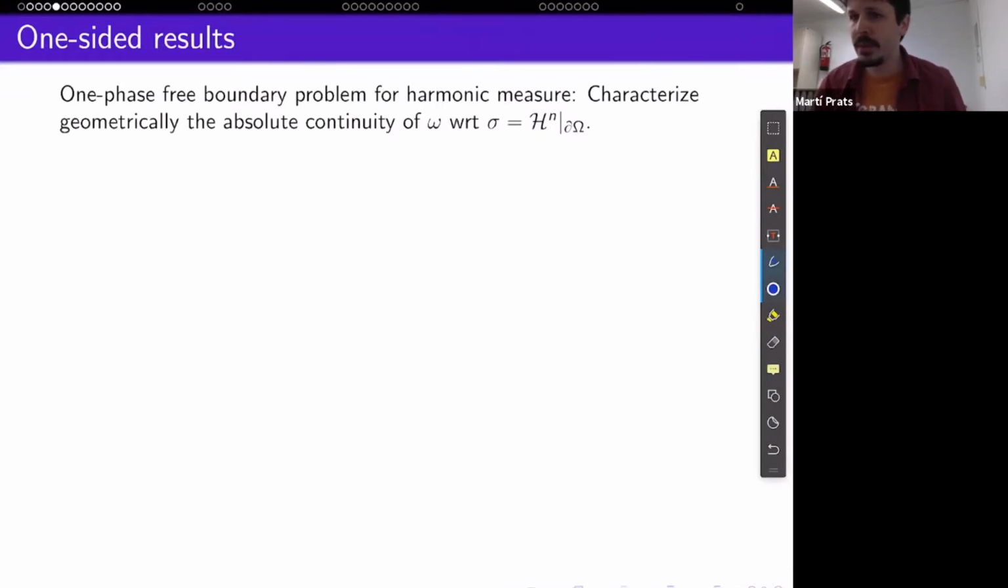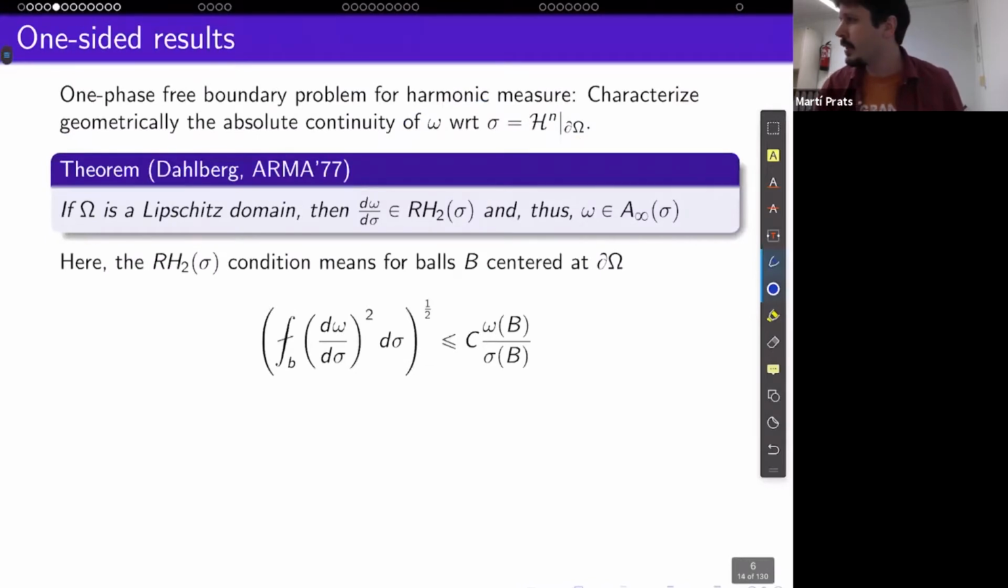Now let's talk about first one-sided results. One-phase free boundary problem for harmonic measure would be to characterize geometrically the absolute continuity of omega and sigma. Omega is the harmonic measure, sigma is the surface measure of the domain. Now, the first result in this line would be this Dahlberg result from '77. It says, for instance, that if omega is a Lipschitz domain, then the density satisfies a reverse Hölder condition of exponent 2. And this implies in particular that omega is an A infinity weight with respect to sigma.